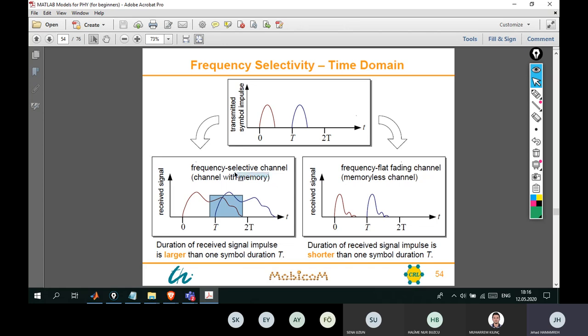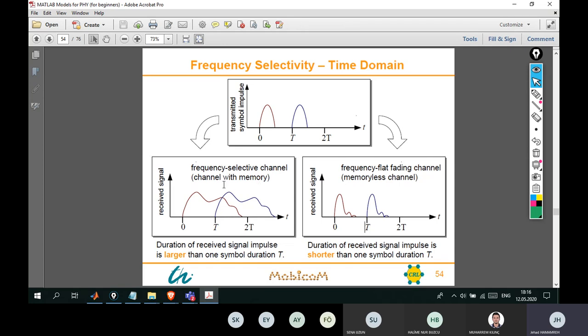So we call it channel with memory, because you transmitted this, you received this. This is memory. This is delay. And this causes also inter-symbol interference, because the symbols are entering into each other.